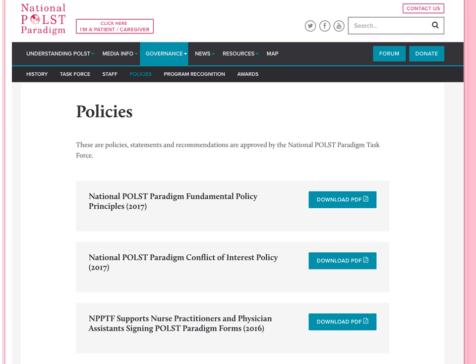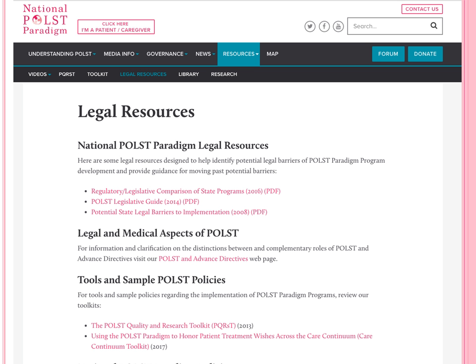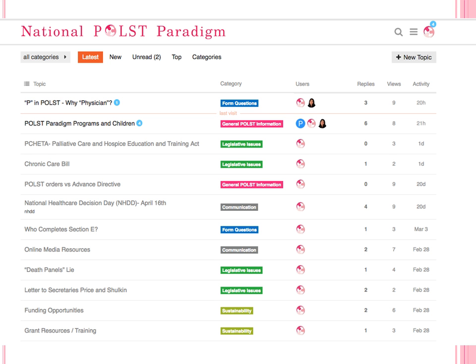And the National POLST Paradigm Task Force doesn't have many policies, but you can find what we do have online. For many states, having our legal resources, such as our legislative guide and a regulatory and legislative comparison of state programs, is helpful. And for those involved with our state coalitions or task forces, we have a forum available to get more information, ask questions, and learn more. This project was funded by the Retirement Research Foundation and launched last fall, and we encourage anyone interested in POLST to connect with your state program and reach out to us for access to this forum.